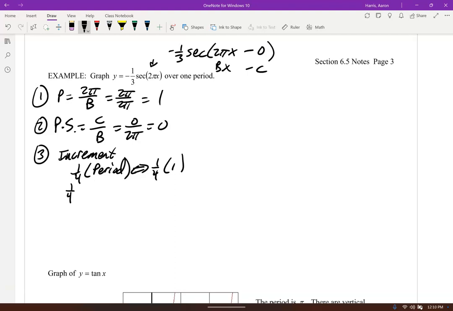So when I'm plotting points, I'm going to start at my phase shift, and I'm going to go up 1/4 from there. So 0 plus 1/4, 1/4. 1/4 plus 1/4, 2/4. 2/4 plus another 1/4, 3/4. 3/4 plus another 1/4 is 4/4, or 1. Those are my nice points that will be very helpful in plotting, and now I can plug them in.